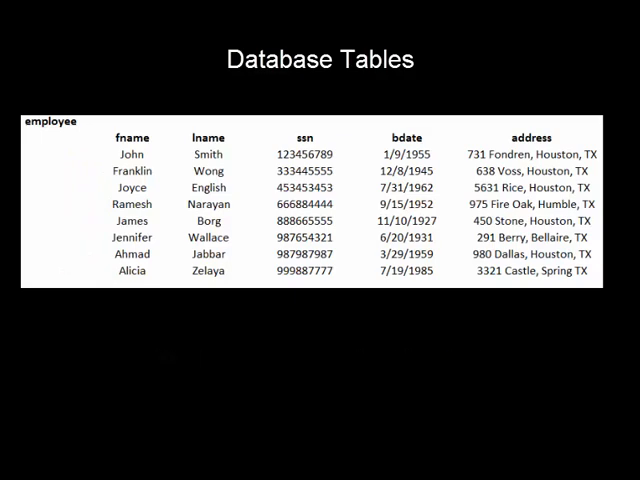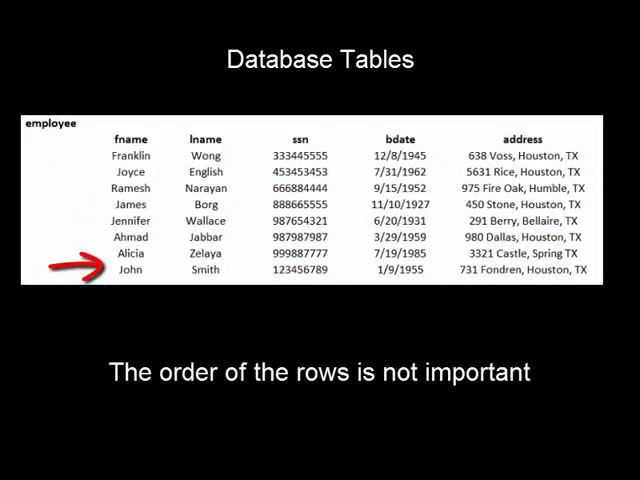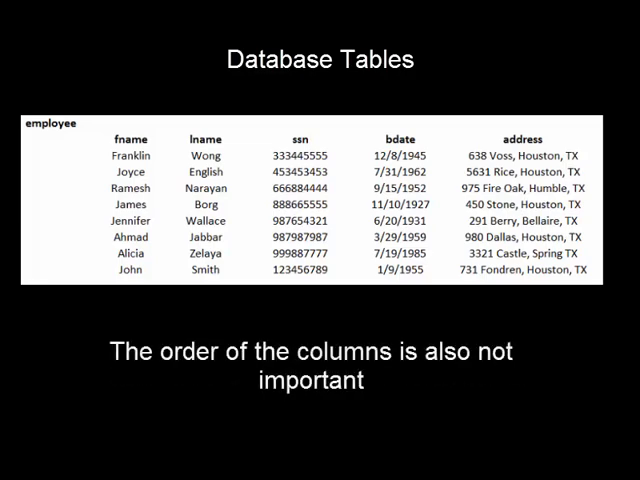Now, for ordering, the ordering of rows within a table is really unimportant. If we move a row up, we move it down, it really doesn't matter. The information is still the same that's contained in the table. There is no precedence or anything coming first. Rows can be randomly put in a table.